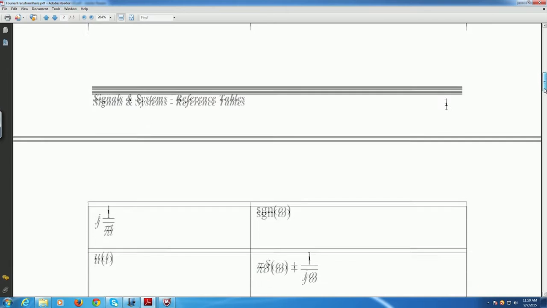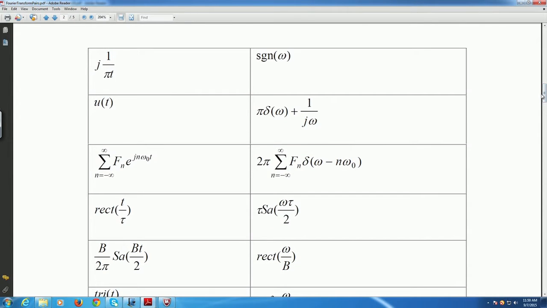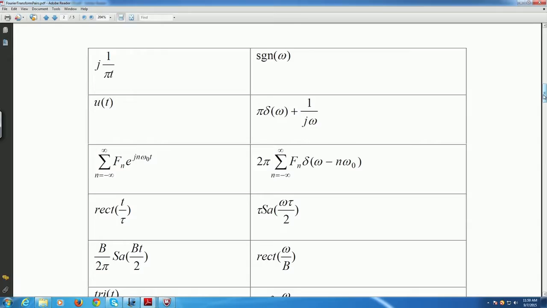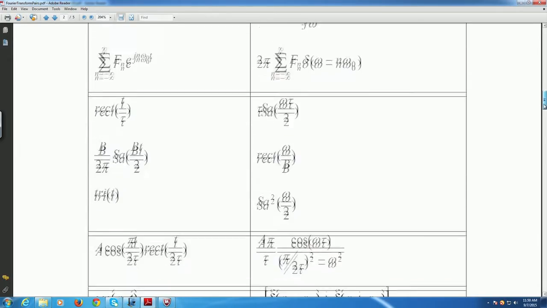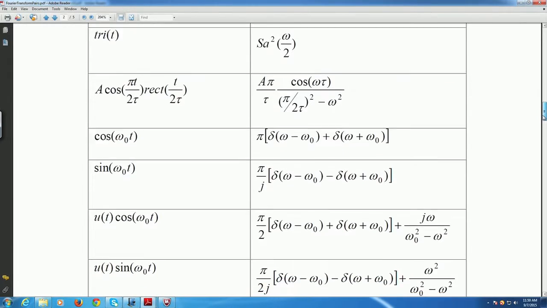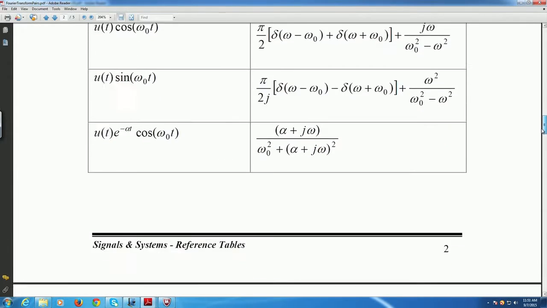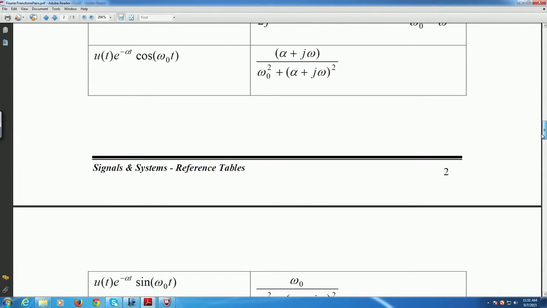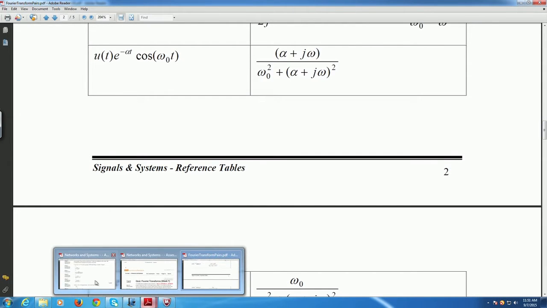Okay. So, you need to have a table, and you also need to have some basic familiarity with these transform pairs. In case you do not have the table with you, you should know the standard pairs quite easily. In fact, many of them can be derived, and maybe I will show you how to go through some derivations. But for this specific problem in hand, let us look at the problem once again.